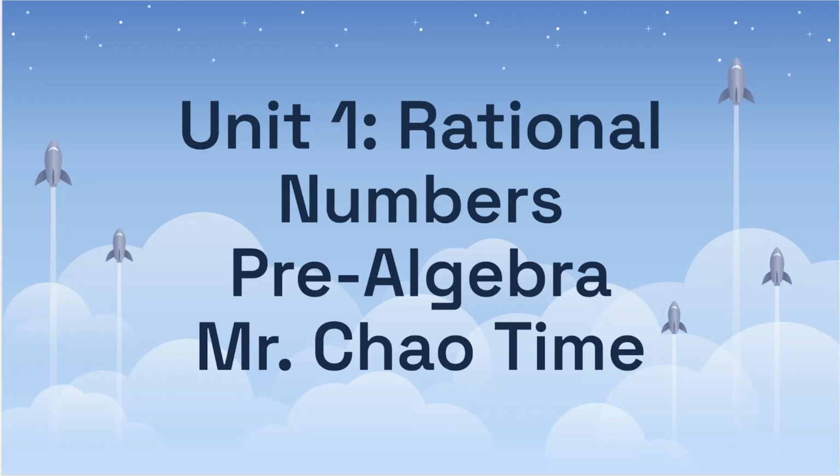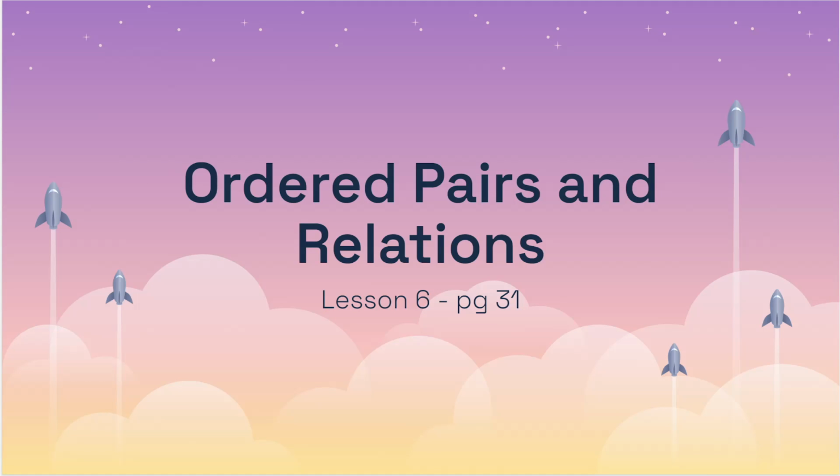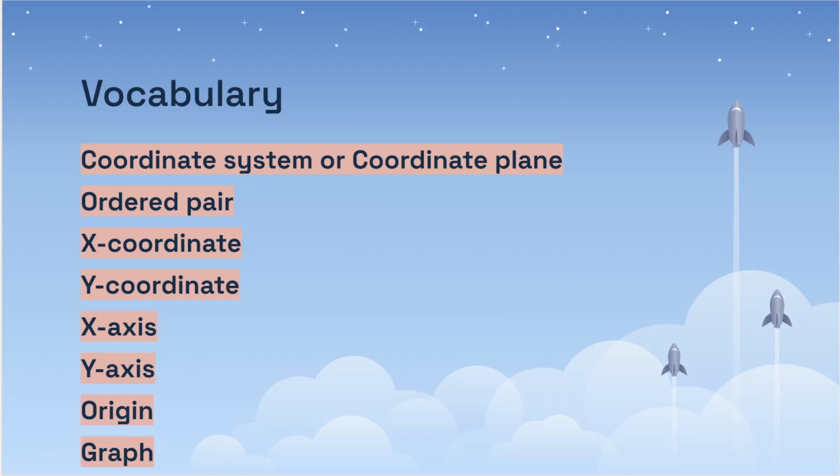Chow Time. Today, we're going to be talking about ordered pairs and relations, lesson 6, page 31, if you'd like to follow along in the book. This lesson is going to have a lot of vocabulary words, so let's just jump right into it.